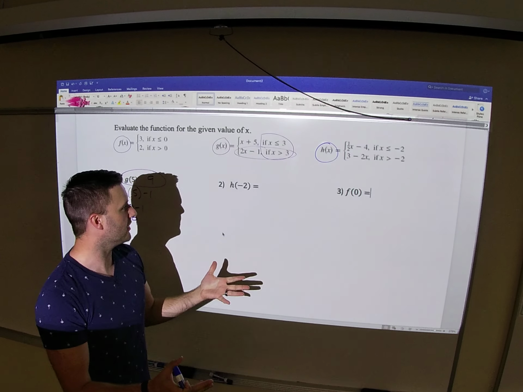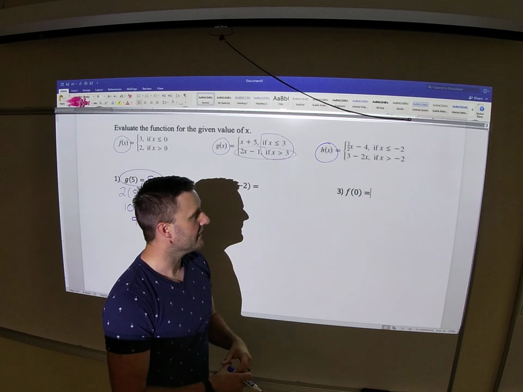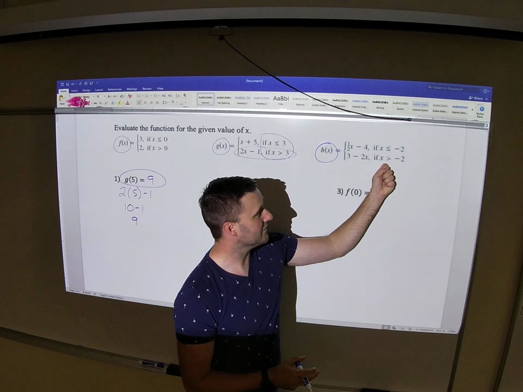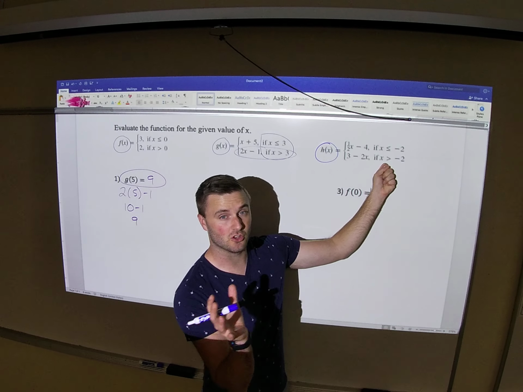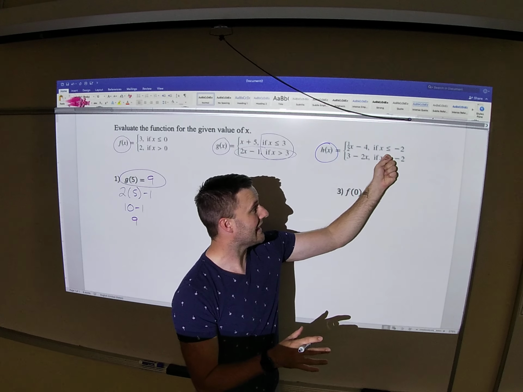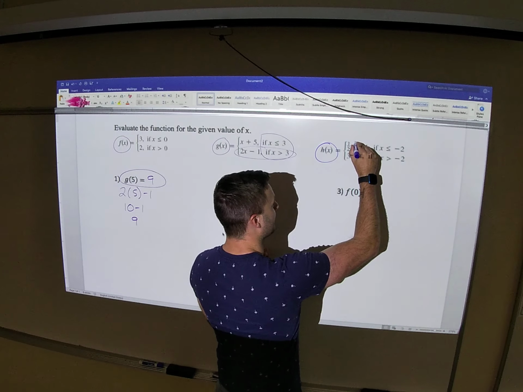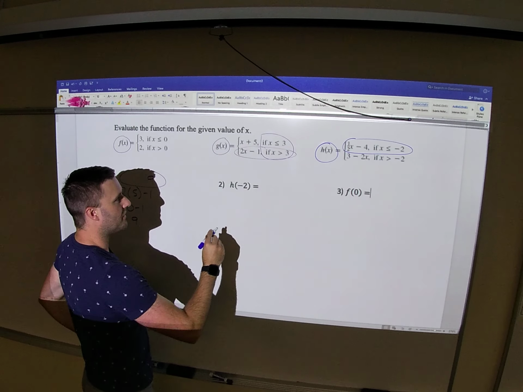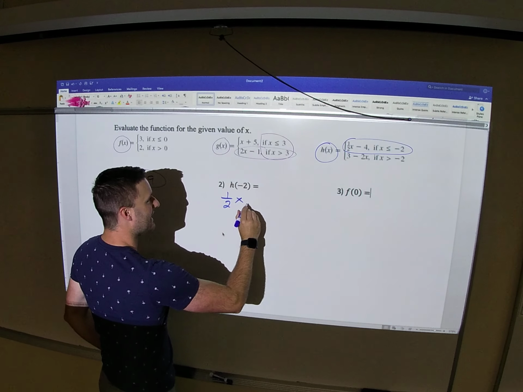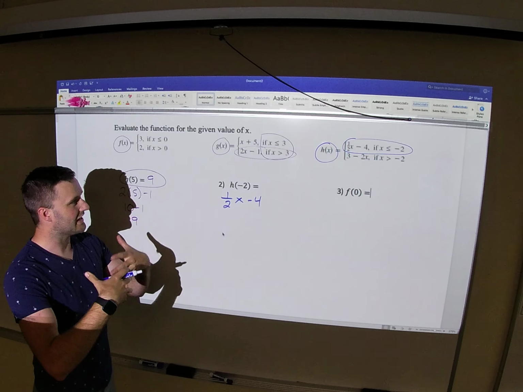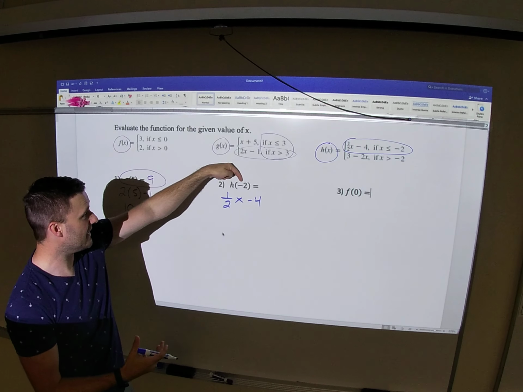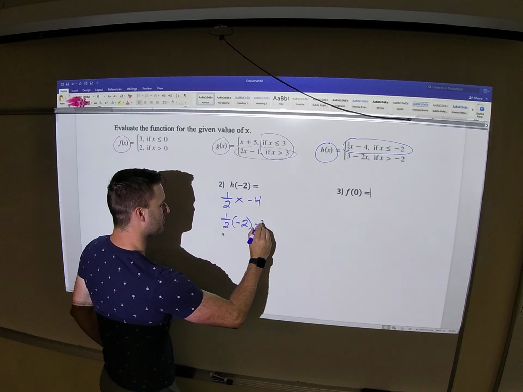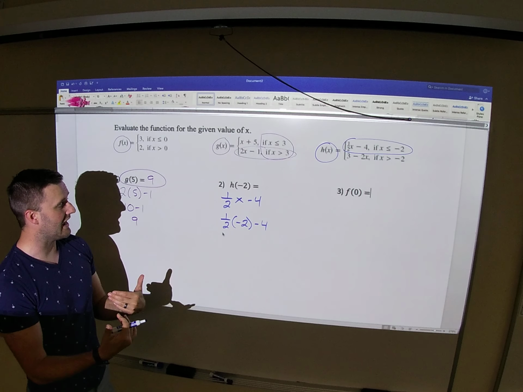Now you might say, well, doesn't it belong in both because I see -2 in both? That's a good guess, but remember the difference between an open circle and a closed circle. Here, it cannot equal -2, but it can be a number larger than -2. Where here, it can be equal to -2, so in fact, I'm going to use this top piece. Now, I don't know if you can see that, it's kind of small, but what we have is 1/2 x minus 4. That is what that top piece is. And so we're going to replace x with -2. So really, I'm taking half of -2 and subtracting 4, and whatever that is, that's going to be my output.